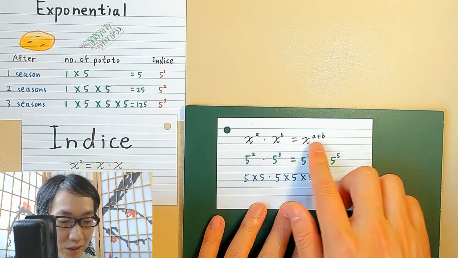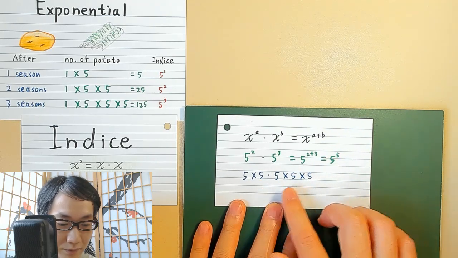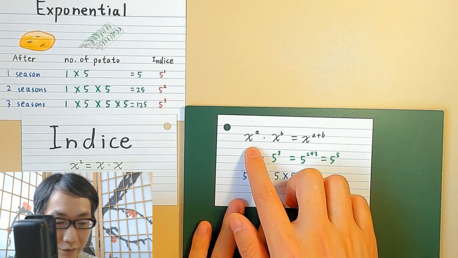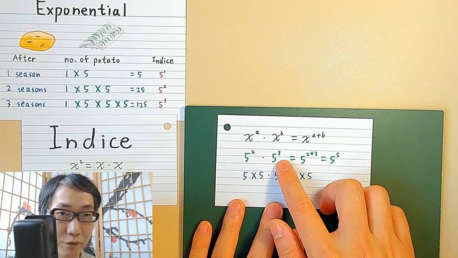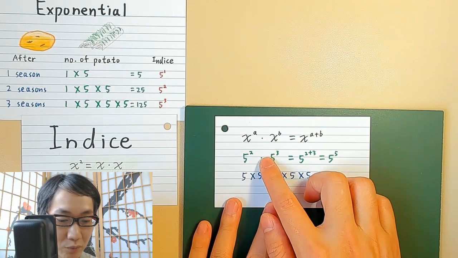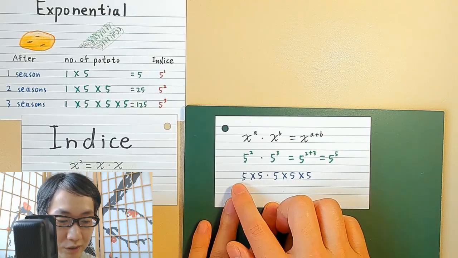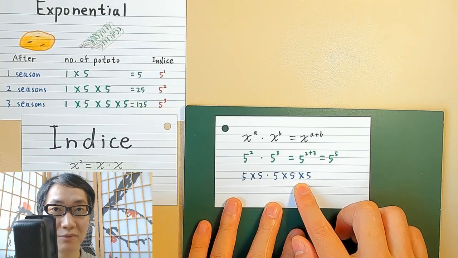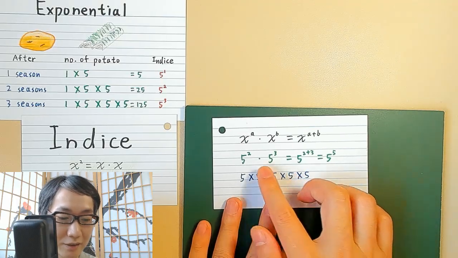So why does it work like this? If you break it down and look at the numbers, this is 5 times 5 for the 5 squared, and this is 5 times 5 times 5 for the 5 cubed. So it's multiplying, and the order of multiplication doesn't matter. We are just multiplying 5 5s together. That's why this rule works.